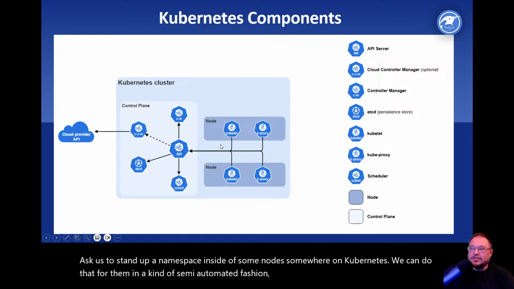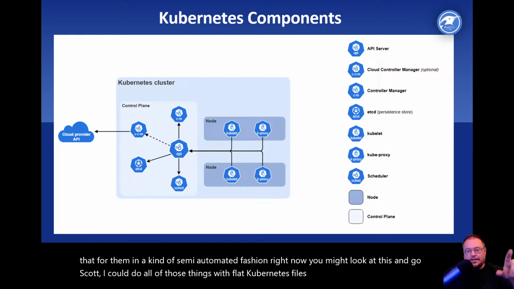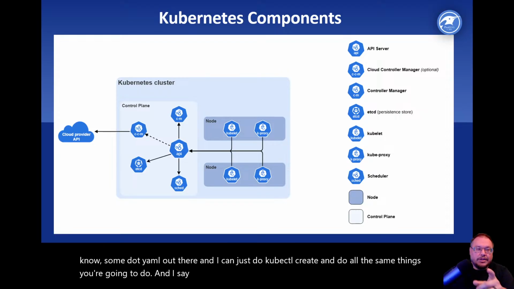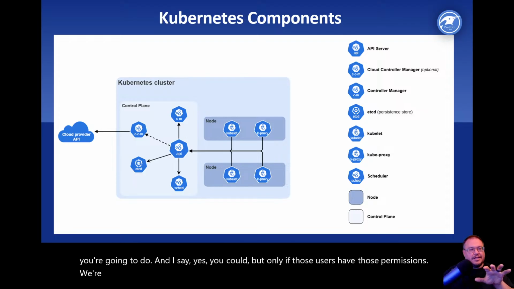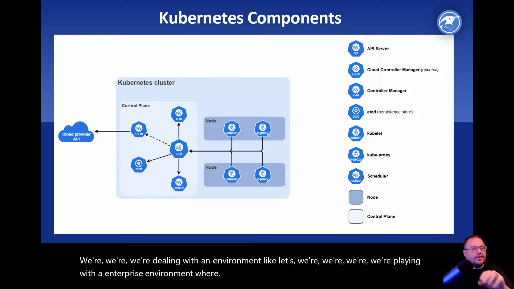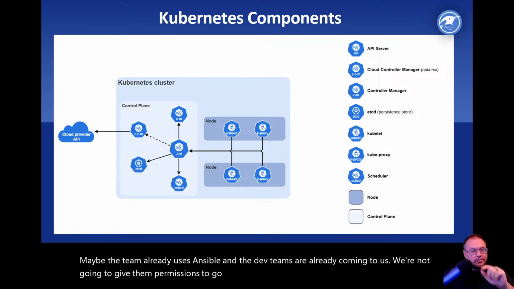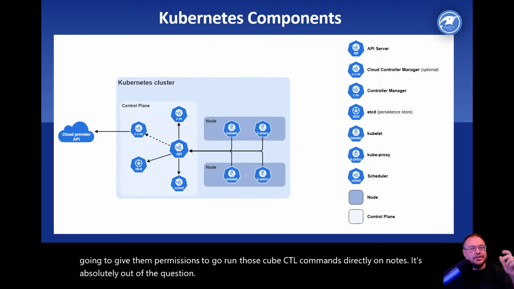Now, you might look at this and go, Scott, I could do all of those things with flat Kubernetes files. I could have some .yaml out there, and I can just do kubectl create and do all the same things you're going to do. And I say, yes, you could, but only if those users have those permissions. We're dealing with an enterprise environment where maybe the team already uses Ansible and the dev teams are already coming to us. We're not going to give them permissions to go run those kubectl commands directly on nodes. It's absolutely out of the question. I'm not going to let somebody just run things as root on my environment.